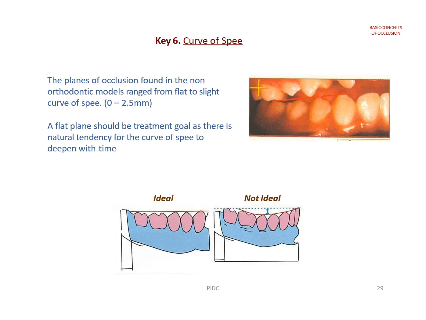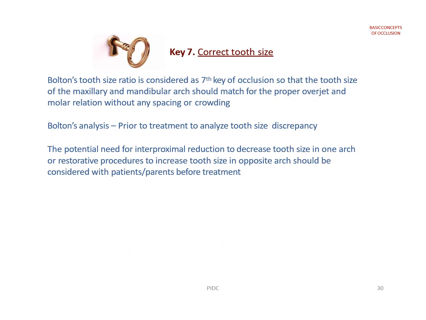As we all know, an ideal occlusion should have a normal curve of Spee, which is about 0 to 2.5 mm. Now there is a seventh key which is important. It is called correct tooth size, that is Bolton's tooth size ratio. All of you have learnt about Bolton's analysis in your model analysis lecture. So Bolton's tooth size ratio is considered the seventh key of occlusion, so that the tooth size of the maxillary and mandibular arch should match the proper overjet and molar relation without any spacing or crowding.